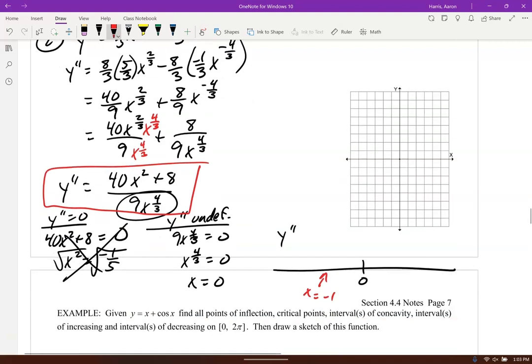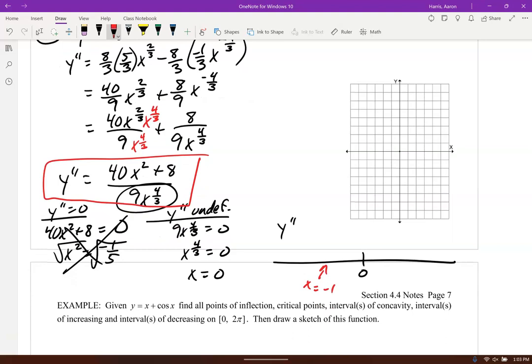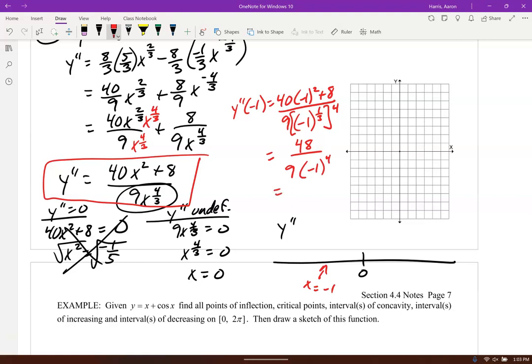Okay. And so I've got, let me come over here, y double prime of -1. I got 40 times -1 squared plus 8 over 9, -1 to the 4/3. So that's -1 to the 1/3, so the third root of -1 to the 4th. So I got 40 times 1 is 40 plus 8, 48 over 9. -1 to the 1/3. Third root of -1 is -1, but it's to the 4th. So that's positive. That's a positive over a positive. So we are concave up at -1.